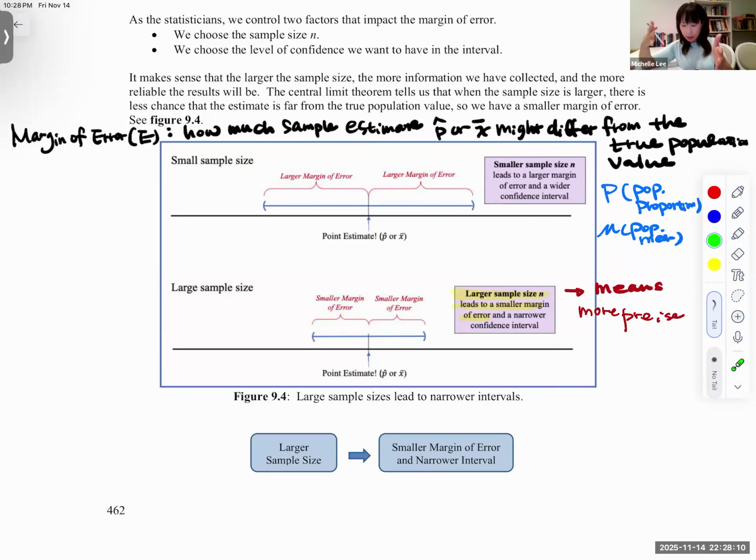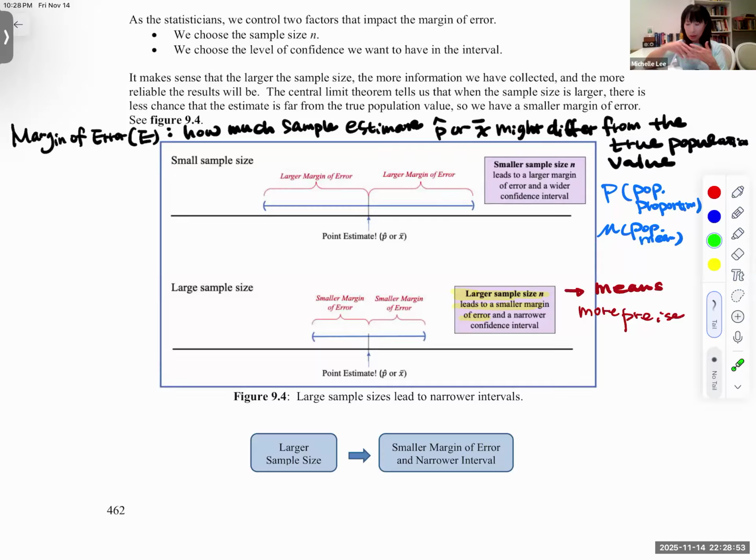Okay, so let me talk about why a narrow confidence interval. I highlighted that a larger sample size leads to a smaller margin of error. What does this mean? If a larger sample size leads to a smaller margin of error, then the confidence interval gets smaller too, right? That means a narrower confidence interval, so that means more precise.